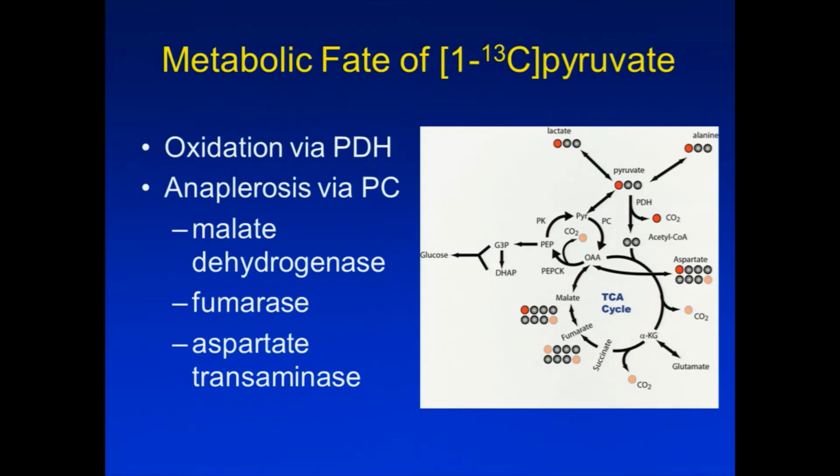We're not done with pyruvate yet. It can be oxidized via PDH, but in the liver, pyruvate carboxylase flux to make pyruvate into oxaloacetate is actually much higher than PDH flux. The liver doesn't want to burn pyruvate. It wants to use pyruvate to make glucose. Therefore, when the hyperpolarized C1 position comes in, it can come in through PC, exchange into malate and fumarate or into aspartate.